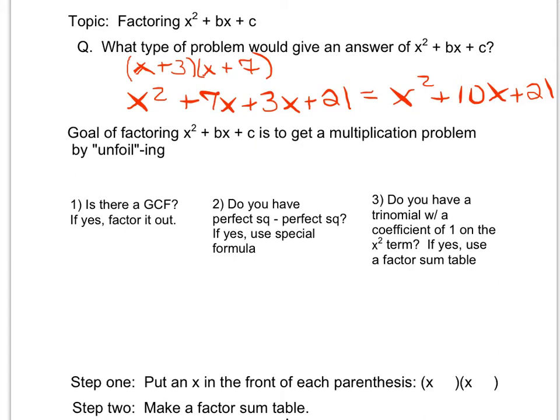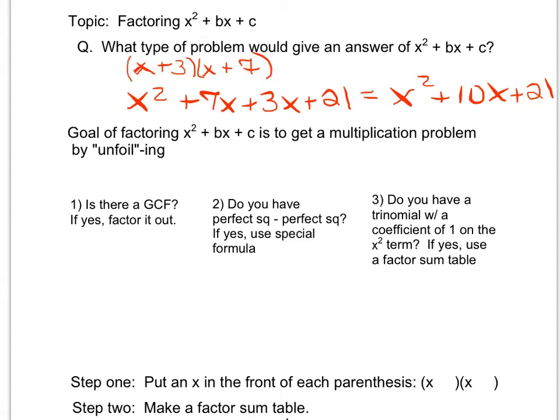So notice I do get that type of answer when I have a binomial times a binomial, and notice that in the front of each of my binomials is an x term, because x times x, that first times first, are what gives me that x squared, with specifically an x squared with a coefficient of 1. Remember, if there's not a number written out front, it's like there's a 1 there. So when we are factoring something in the form x squared plus bx plus c, again, our goal is to get a multiplication problem, and we do that by unfoiling, since the way I got x squared plus bx plus c was by using FOIL.